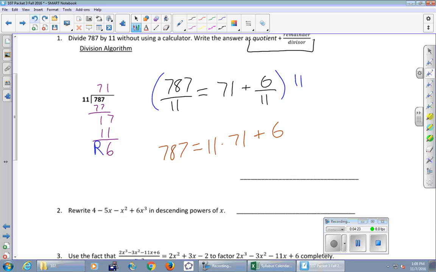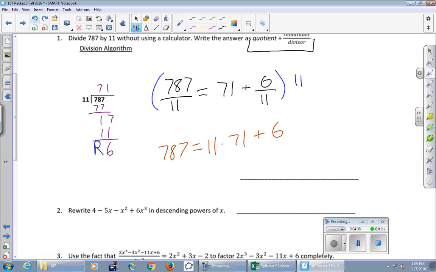What happens on the left-hand side? Cancel, we get 787. 11 times 71 is what I've written here. And what happens when you do 11 times this fraction? When it cancels the 11, we just get 6. So they're equivalent, right? They're equivalent.